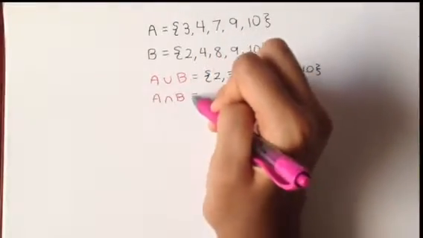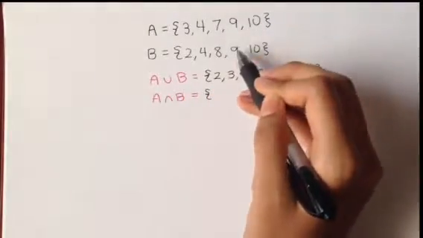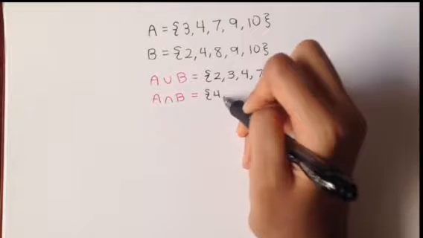The intersection would contain only the elements that both sets have in common, so that would be only 4, 9, and 10.